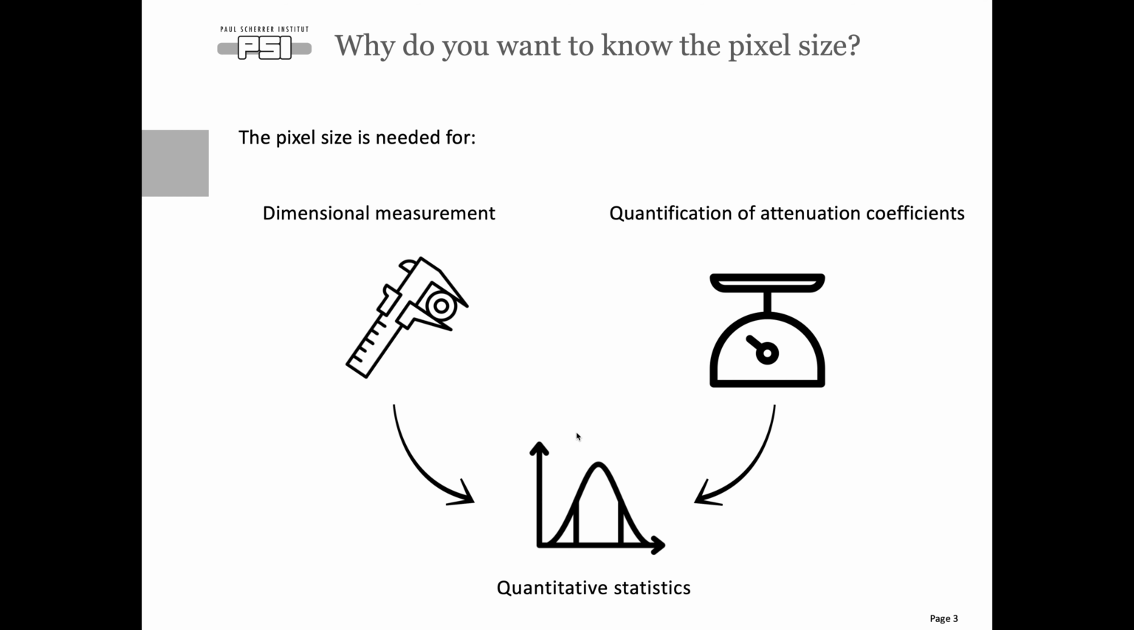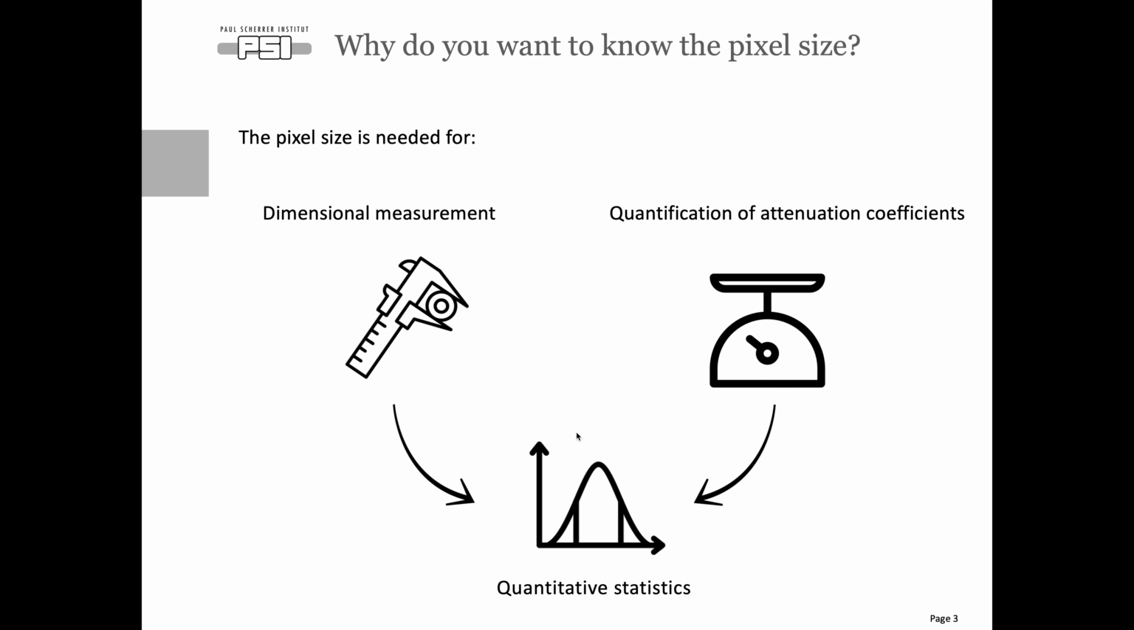The other reason is to quantify the attenuation coefficients, in particular for tomography. The attenuation coefficient is actually scaled by the pixel size. So if you get the pixel size wrong, you will actually do a misreading in the quantified information. For example, you want to measure the amount of water in tomography data. That would already give an error if you get the pixel size wrong. There are other causes for errors, but at least you can get the pixel size right.